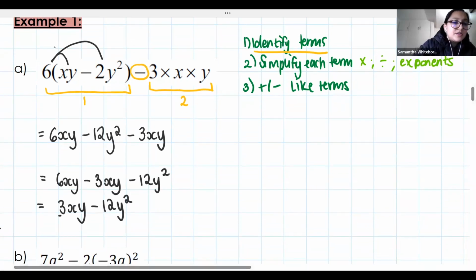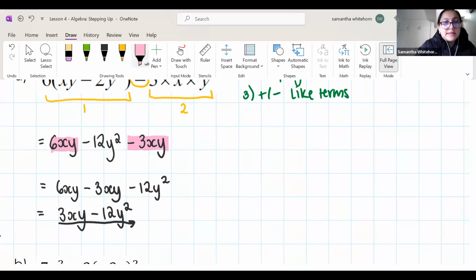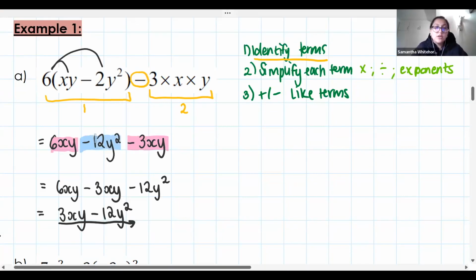Excellent. So guys, very importantly, like Goita said, you group or you identify your like terms. So the xy terms are like terms. And then completely separately, you've got your negative 12y squared. So your y squared terms. 6xy minus 3xy gives us 3xy. Remember, when you add and subtract like terms, the exponents don't change. So if it was xy, once you've added or subtracted, it is still xy. Completely separately, we still have that minus 12y squared because it didn't have any like terms to go with it.